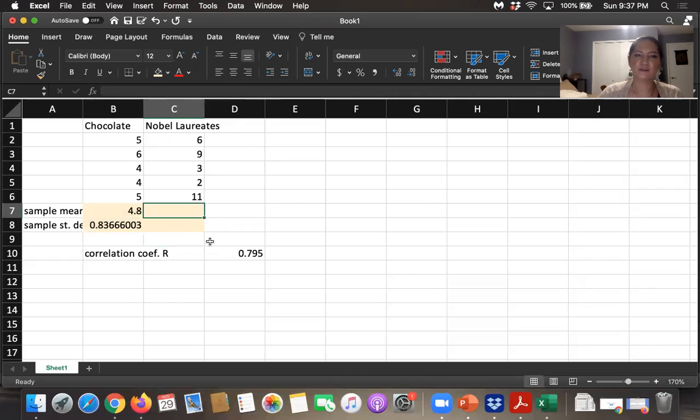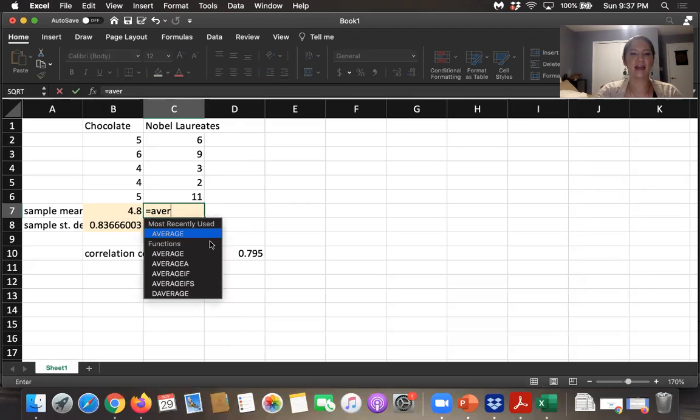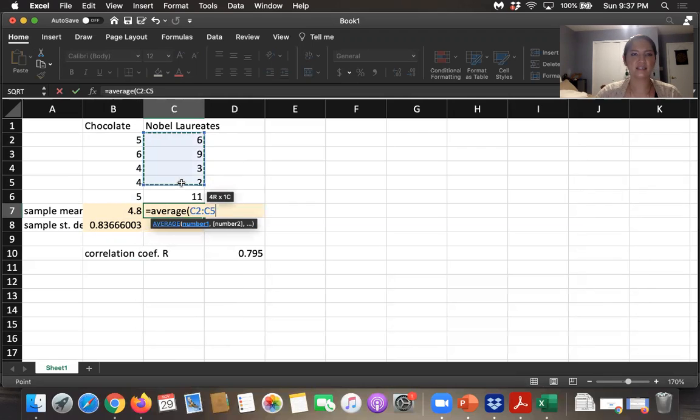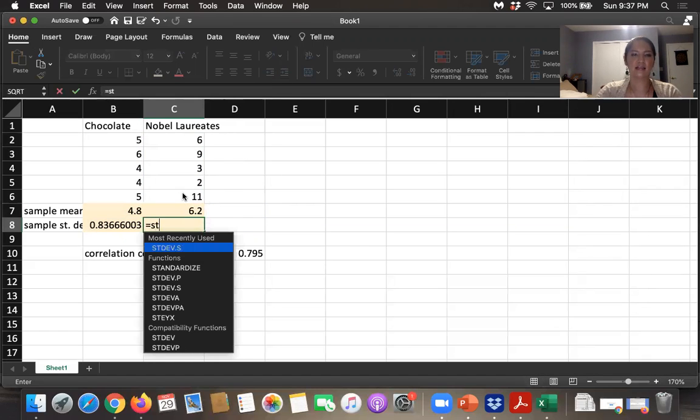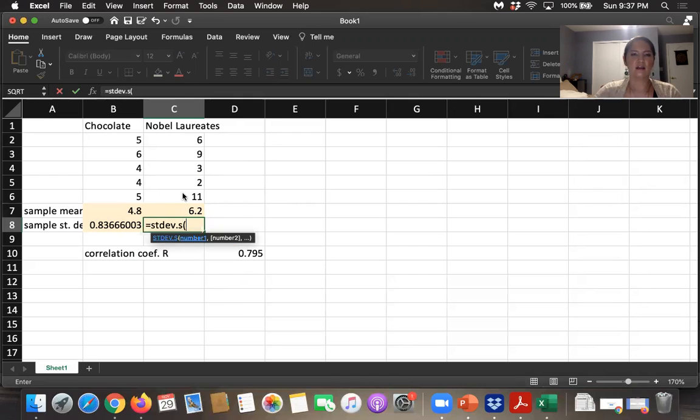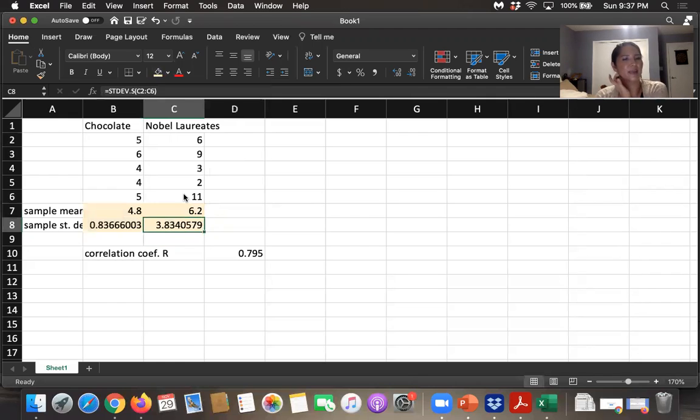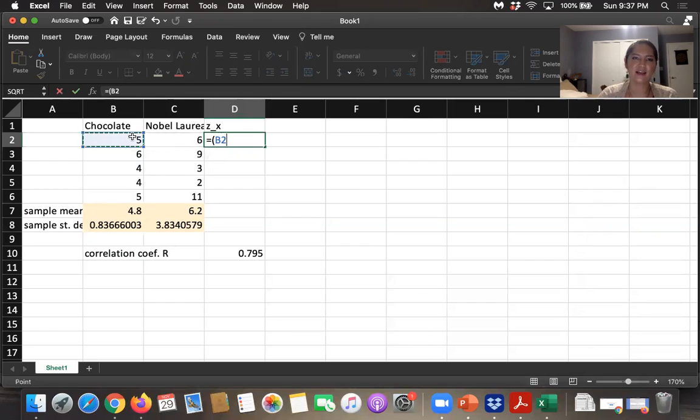Okay, now let's compute the mean for the Nobel laureates. So we'll type equals average, open parentheses, highlight these, close parentheses, and then we'll type equals stdev.s, open parentheses, highlight these, close parentheses. So now we have a mean and a sample standard deviation for every column. Now I want the z sub x's right here. So that's going to require me to take this x value and subtract the sample mean and divide by the sample standard deviation.